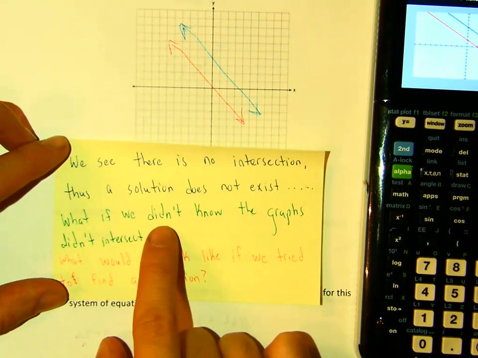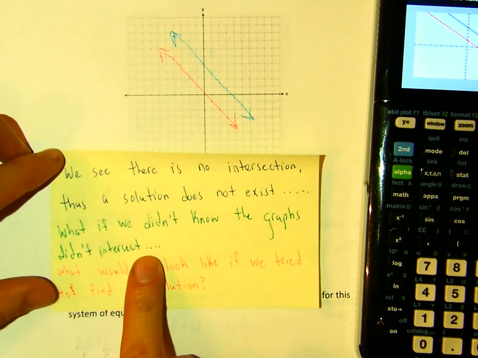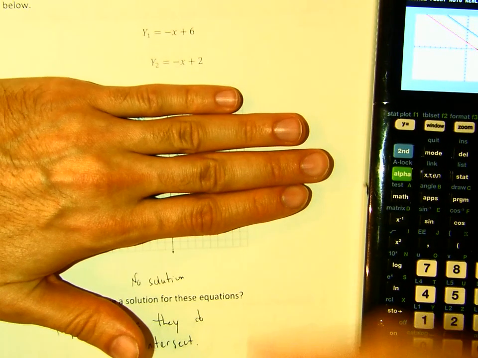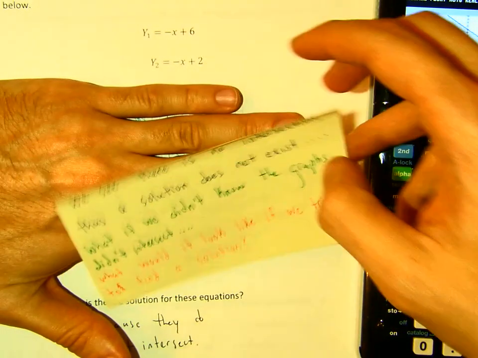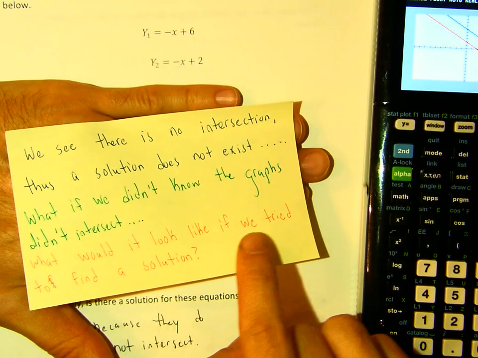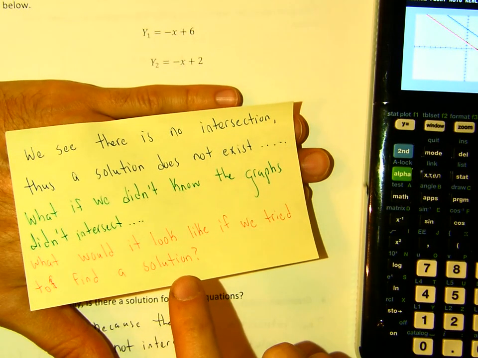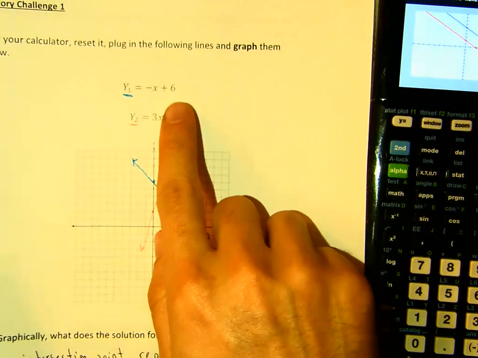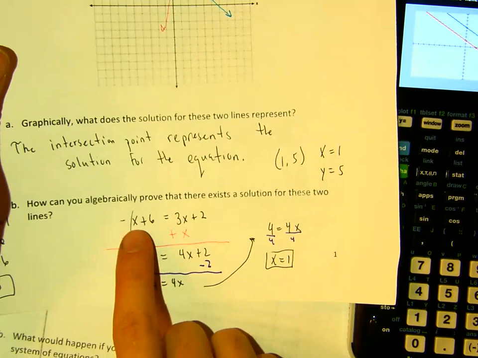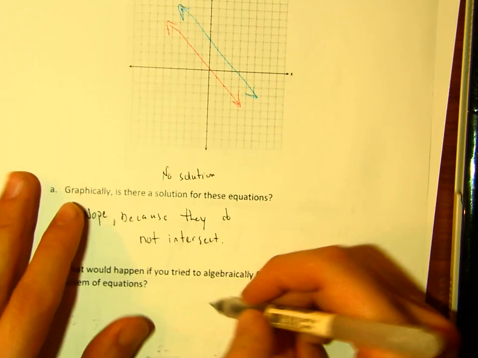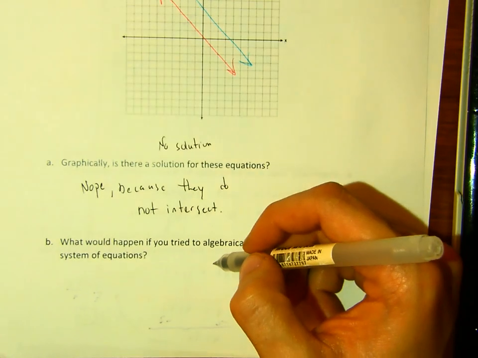But what if we didn't know the graphs didn't intersect? So let's say you didn't know what these two graphs look like, okay? And let's see the next part. What would happen if you tried to find the solution? So like you saw before, how did we find this solution over here? What did we do? We just took the two equations and made them equal to each other. So let's see what happens here. There is no solution. But let's say if we tried to find the solution, what would it look like? So let's take a look.